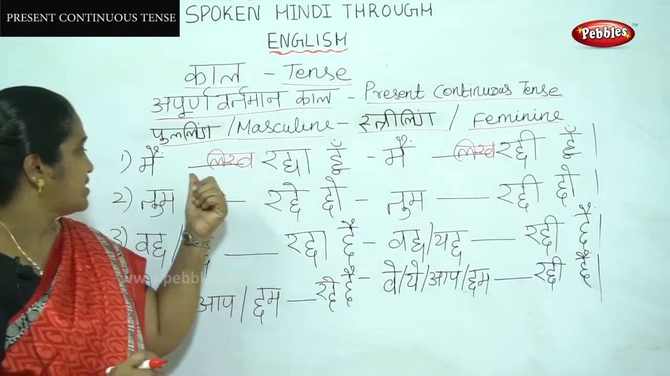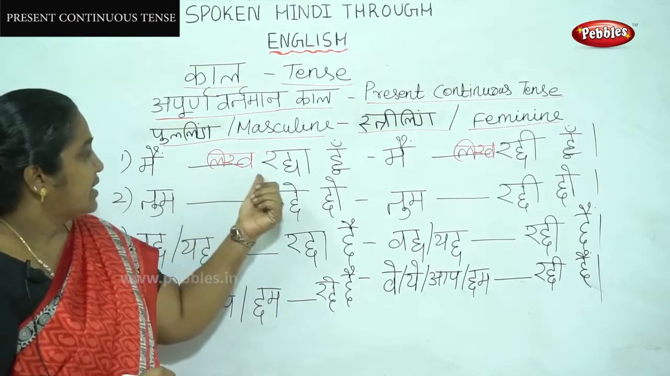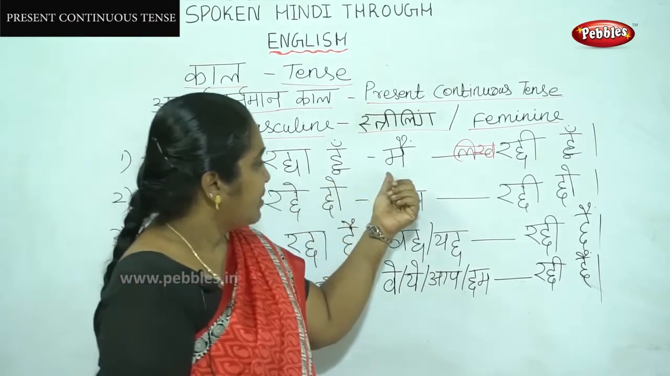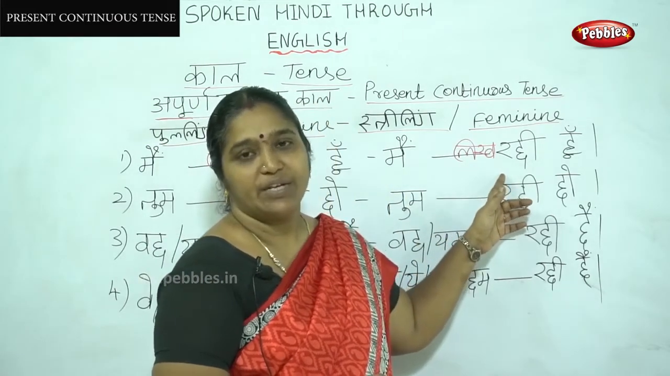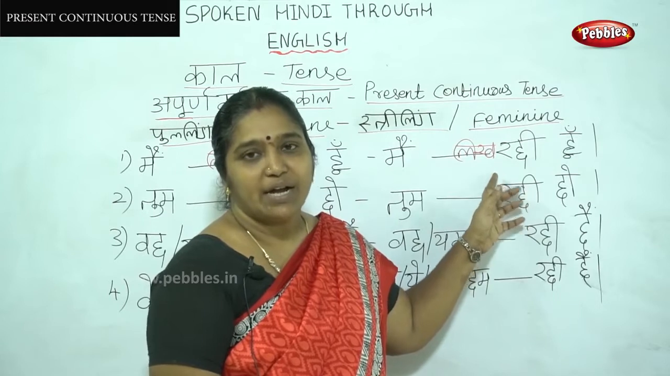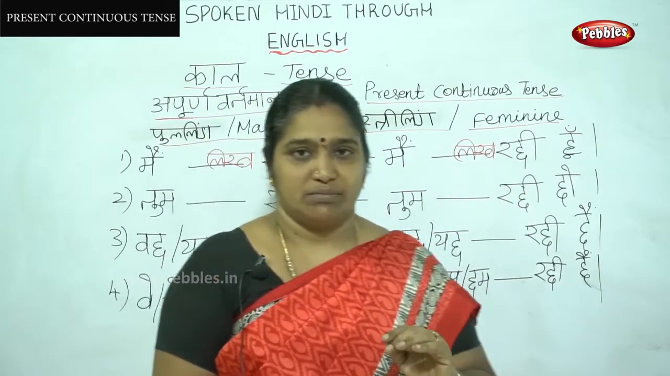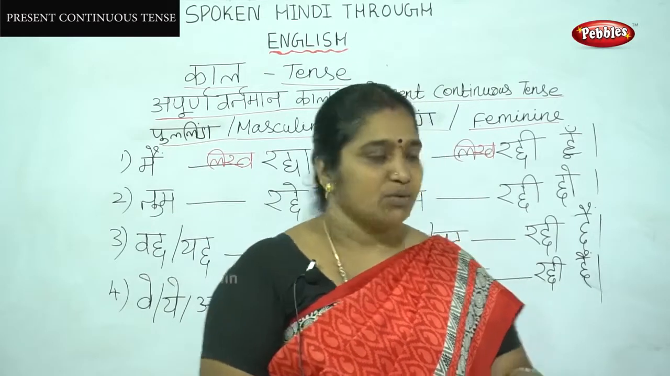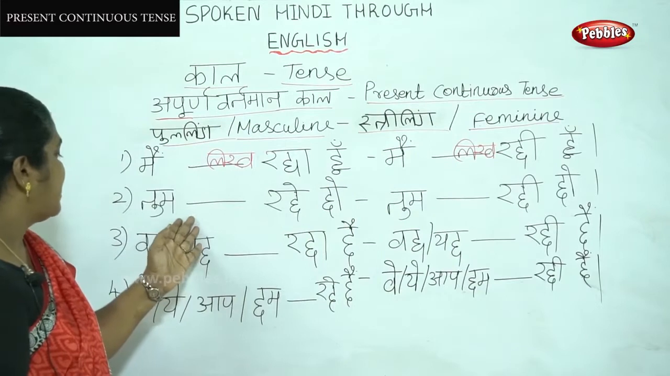For the first person, we have to say main likh raha hoon. For the feminine, main likh rahi hoon. I already told you that all the female verbs end with the e sound.